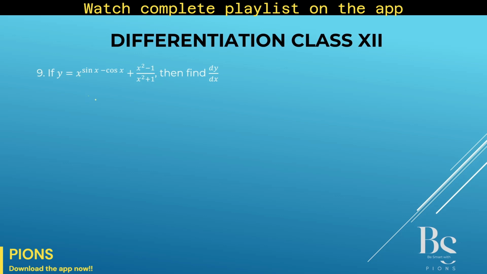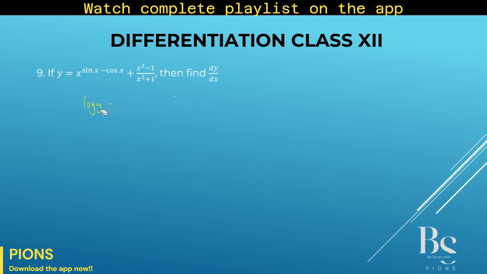How do they do it? Let me explain, and that is a wrong approach. Let me explain what is wrong in that. They take log, then they take log of x raised to sin x minus cos x, and then they take plus log of x square minus 1 upon x square plus 1. This is completely wrong. Why? Log of a plus b is not log of a plus log of b. When you are taking log on both sides, it is log of this whole thing, right? And log of a plus b is not log a plus log b. Log of a into b is log a plus log b. So this is completely wrong.